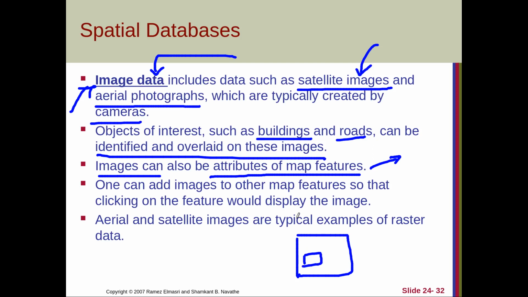Now if you click on this particular feature, we will have different representations; different features can be represented within that map. So we can add some image along with that, and if you click on that particular location, it will display whatever is required for that.